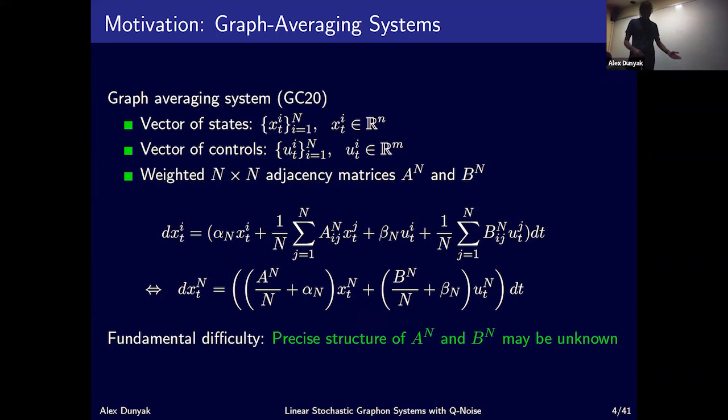And a graph averaging system is a system where you have this linear differential equation with this local effect, A times x_i, plus the average over the adjacency matrix that your specific node i is connected to. And similarly for the local control, B times u_i plus the average over the second adjacency matrix B_N, which you can of course just compactify into a single vector of states. So the fundamental difficulty with this is that A_N and B_N can be very large, and you might not know their specific structure. So how do you address this?